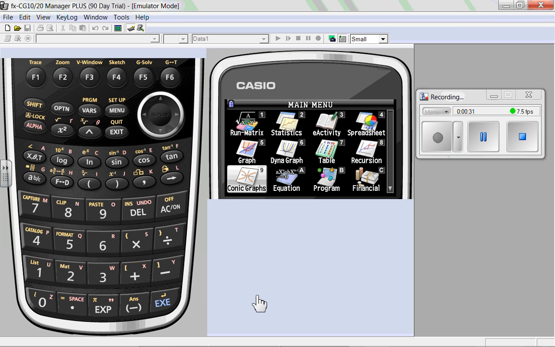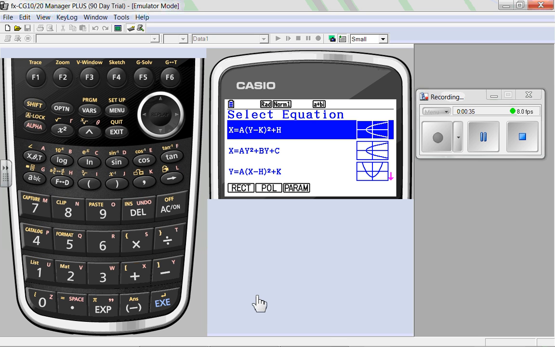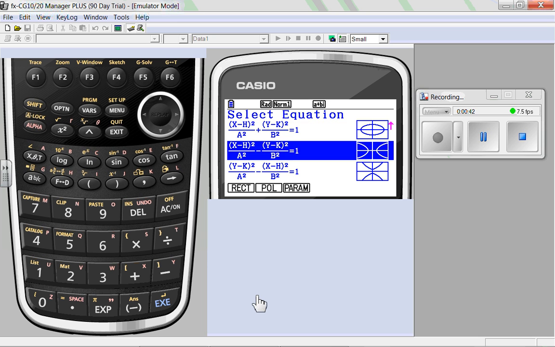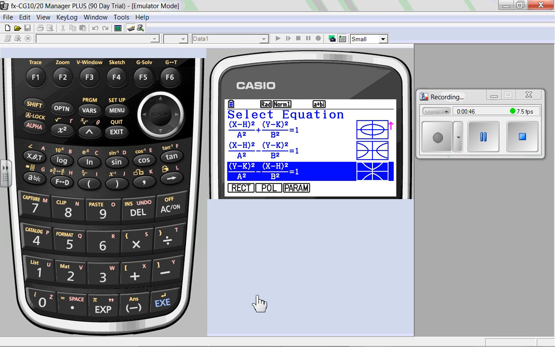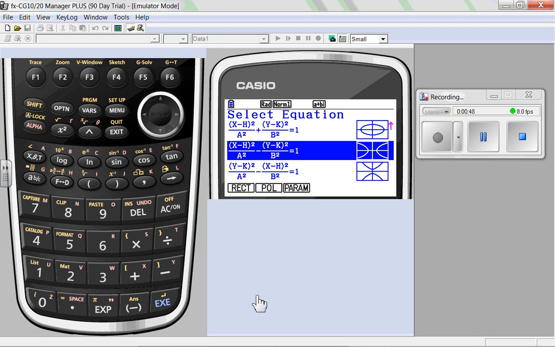Like I said, we're going to go into the Conicgrapher, which is icon number 9. Right away, as a teaching tool, I can use a Conicgrapher to teach the difference between hyperbolas and ellipses. Notice the minus and the plus. Also, I can stress right here without even going into it.